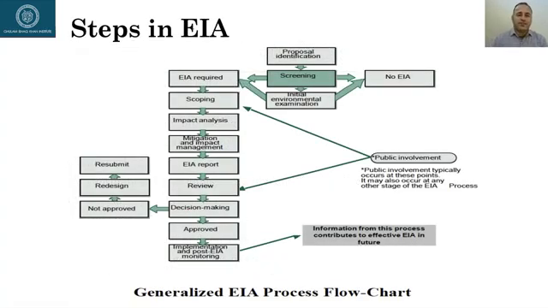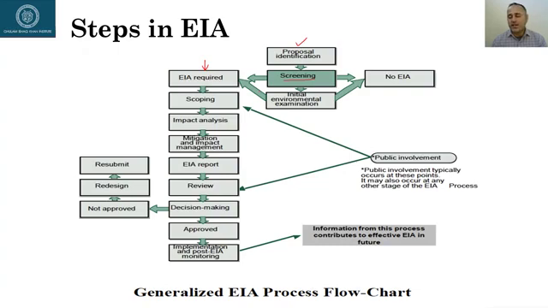Now these are the key steps in an environmental impact assessment. Everything starts with proposal identification. Let's say a government, whether municipal, provincial or federal, would like to start a project. Normally it starts with the proposal stage. That proposal is screened, in other words evaluated, and if the EIA is required, you start here.